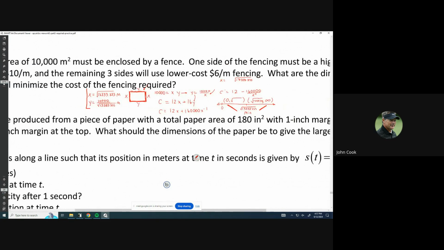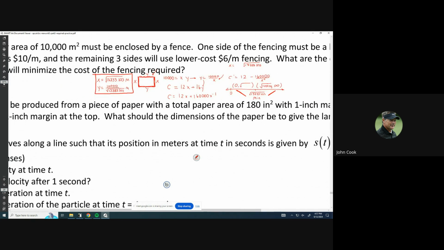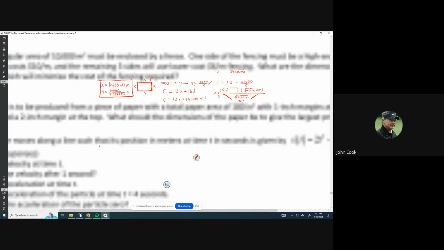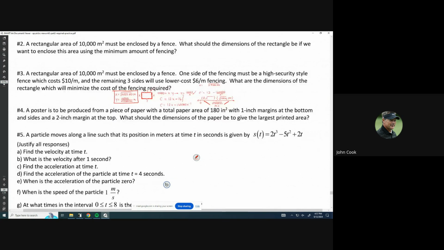So there we go. Those are my dimensions that I would use. And if I had my calculator, maybe I'd find out what those actual numbers are and round them to 3 decimal places. I don't know. Kind of depends on how much time I have. Okay, now let's take a look at number 4.